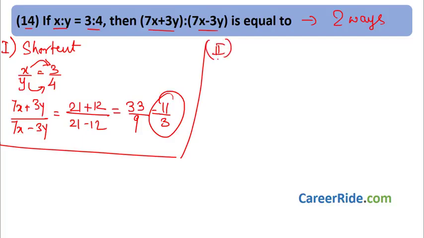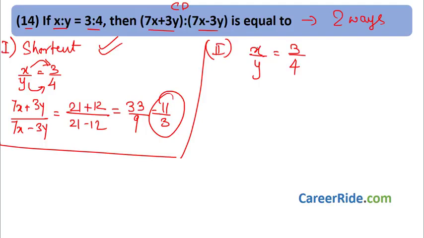Second method is actually also easy, but I would prefer to go with the shortcut method, but I will teach you the second method also. Why? Because sometimes it might be useful, or this thinking pattern is also useful. If you see over here, what do you have? x and y. And here you have x plus y and x minus y. So this is the componendo dividendo format. What do you have over here? x upon y is 3 upon 4. But over here you do not have simply x plus y and x minus y. Here you have 7x plus 3y, 7x minus 3y. So let us try to get in that format.